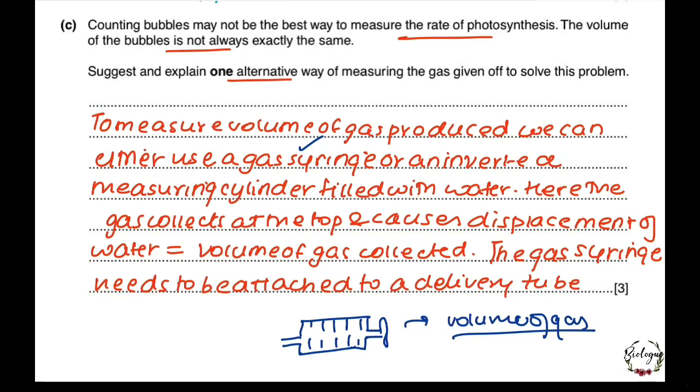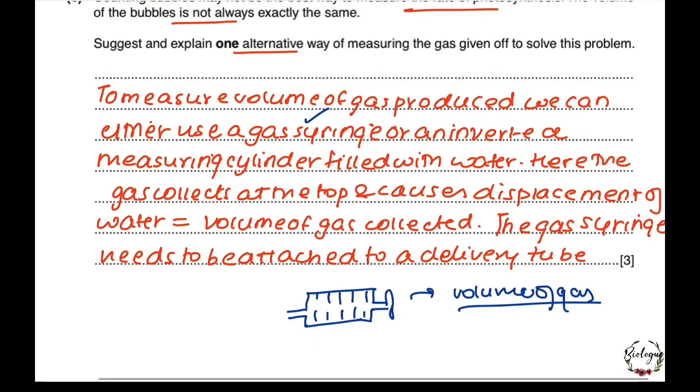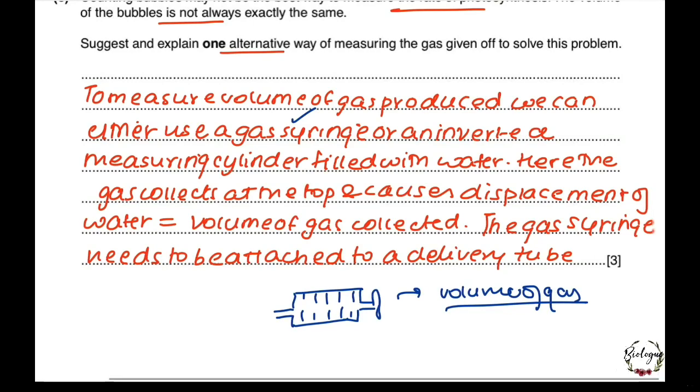You can also use an inverted measuring cylinder, which will be filled with water. Then the volume of the water displaced will be equal to the volume of the gas collected. Here the gas collects at the top and causes displacement of the water. So how much volume of water is displaced is equal to the volume of gas collected. The gas syringe needs to be attached to a delivery tube, right?